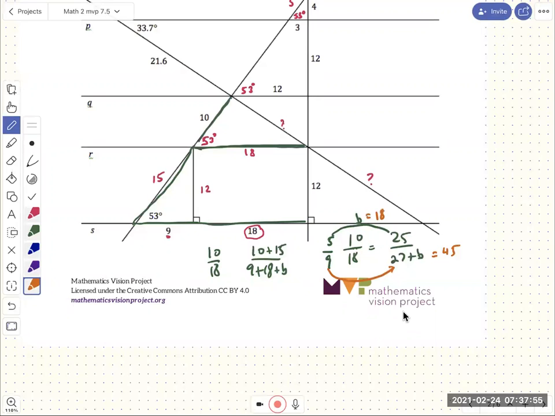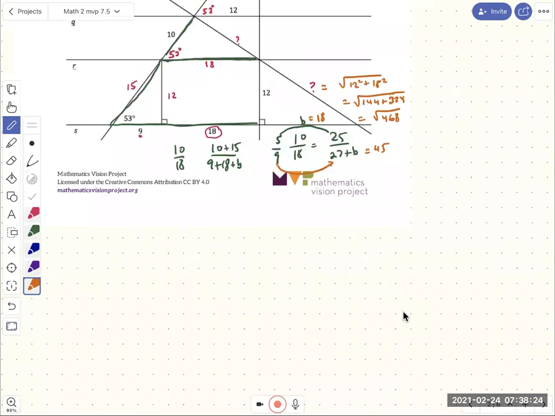Then we can figure out this using the Pythagorean theorem, right? So this equals the square root of 12 squared plus 18 squared. So it equals the square root of 144 plus 324. That would be 468, so the square root of 468. Let's try to factor that. It's divisible by 9, because the digits add up: 4 plus 6 plus 8 equals 18. So divisible by 9, we get 52. And then we get 4 times 13, 2 times 2. So not much you can do with that, right?